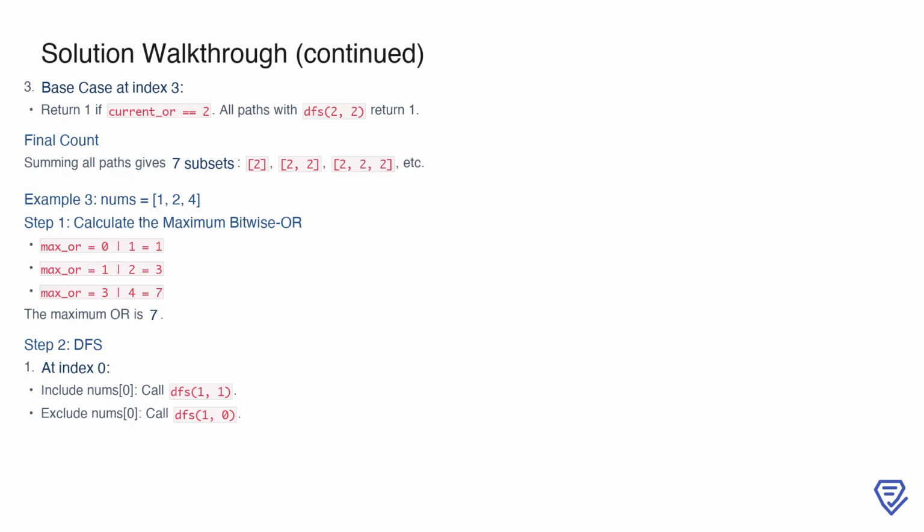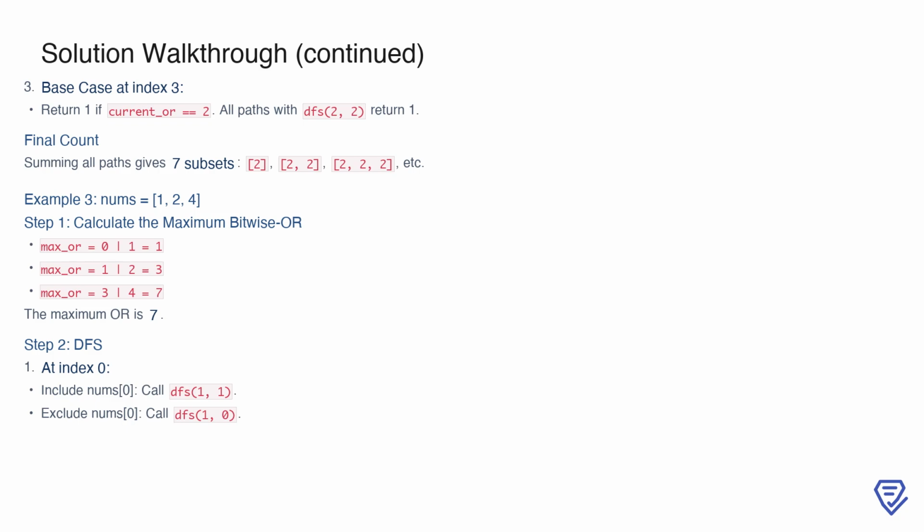When we reach index 3, which is the base case, we check if the current_OR equals 2. Any path with an OR of 2 is valid, so all calls to DFS return 1. Summing up all valid paths, we find that there are 7 subsets where the OR is equal to 2. These subsets include 2, 2, 2, 2, 2, 2, and others formed by excluding certain elements.